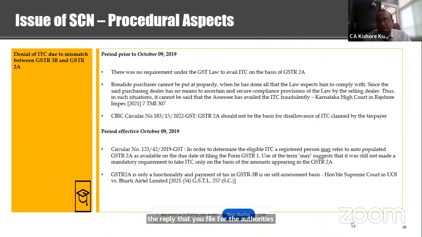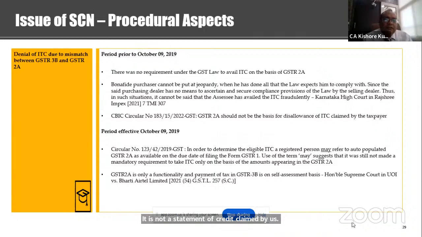Another aspect that we have seen, friends, is denial of input tax credit due to mismatch between GSTR 3B and GSTR 2B, 2A. We have seen this in almost every show cause notice. You will find this point where there is a denial of input tax credit due to a mismatch between 3B and 2A. Friends, here what we need to understand is GSTR 2A is merely a statement. That statement lists down all the purchases that we have made, all the taxes that we have paid against those purchases. It is not a statement of credits claimed by us.